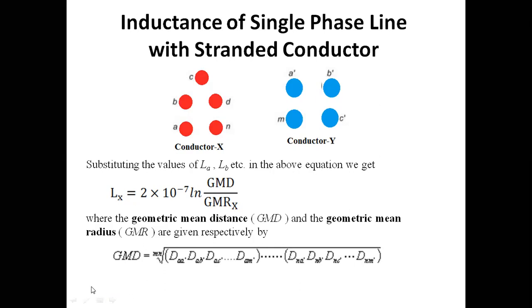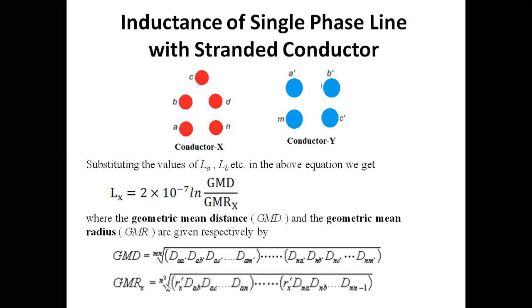Similarly for GMRx, we consider n square root of Rx dash DAB DAC dot dot dot. Similarly Rx dash DNA DNB. So here also we have n number of bracket portions. So that is your GMRx. So this is GMD and this is GMRx. In this way you can calculate the inductance for conductor X.